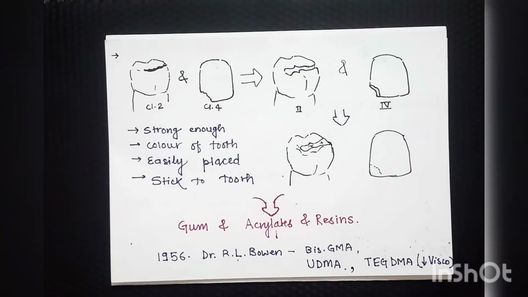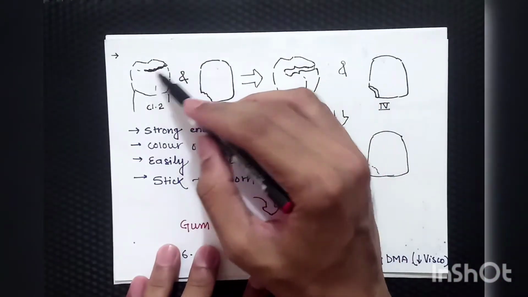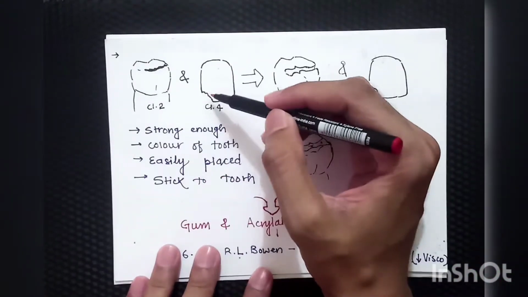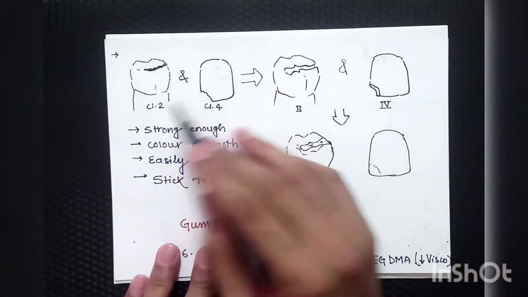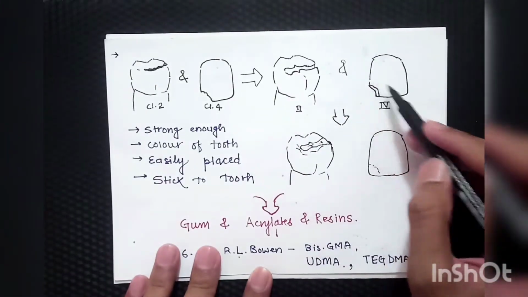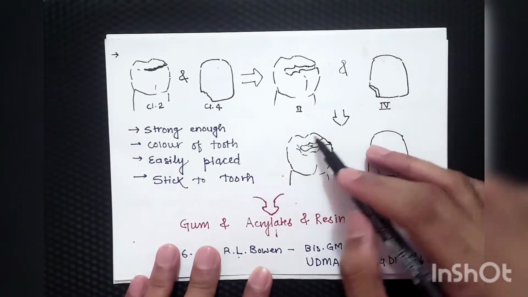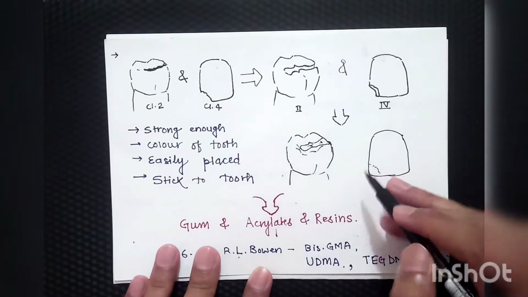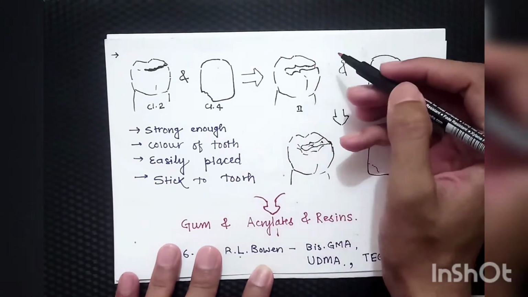Hey guys, so today we will discuss composite resin. Now in conservative dentistry we have caries or fracture, like this class 2 caries or fracture, which will be converted into class 4 cavity preparation. So we prepare the tooth and we place a material which can fill the tooth structure and replace its function. These materials are called restorative materials.